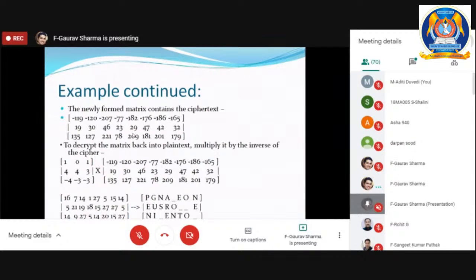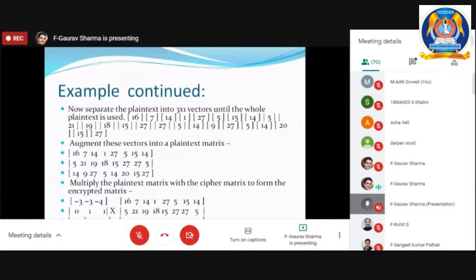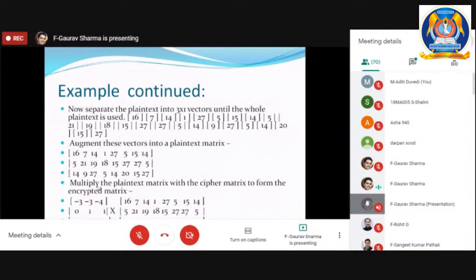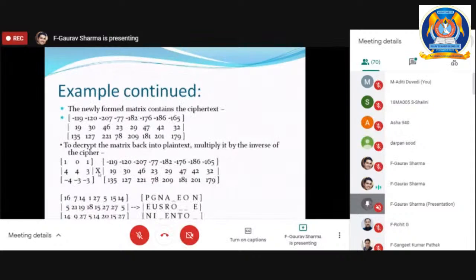Now it is encrypted data. No one can understand what this is if they don't know the cipher matrix. But if anyone knows the cipher matrix, then they can decode it. So this cipher matrix has an important role to play here. So I have encrypted this data. Now you cannot decode it until you know the cipher matrix.